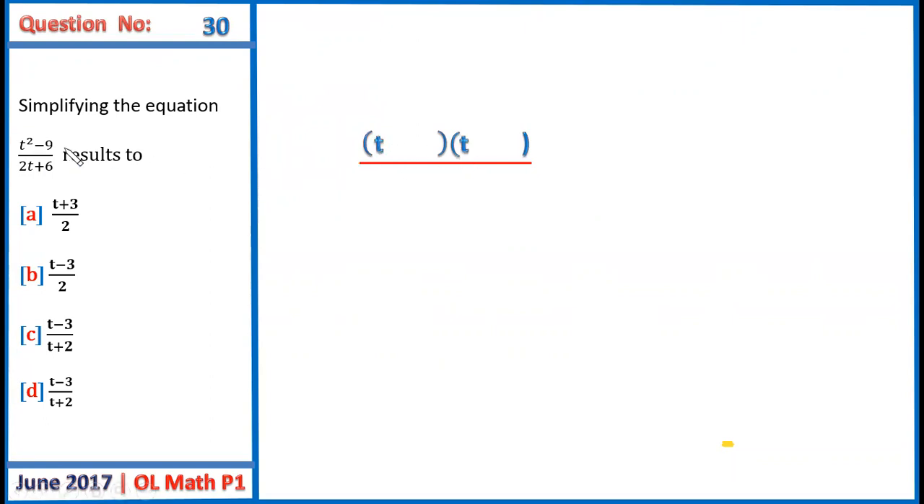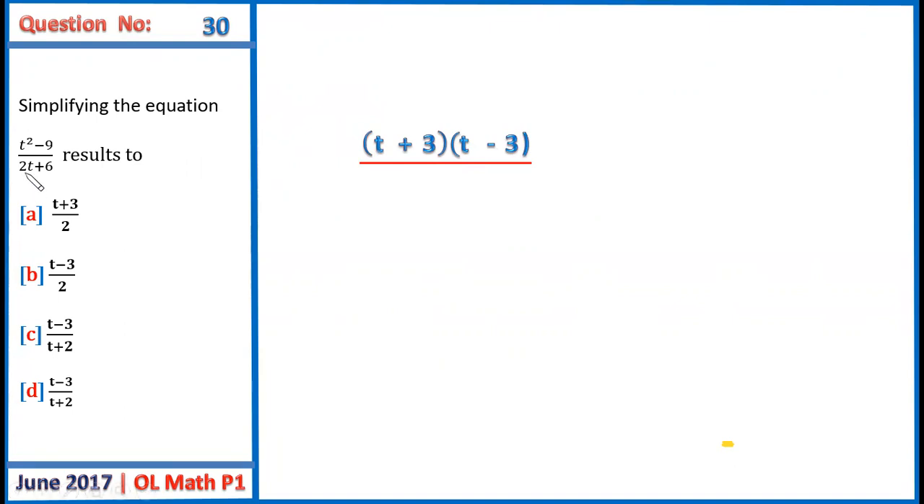Can you see? And what's the square root of 9? Is 3. You put 3 at this position and 3 at that position. Look at what I've done. Square root of t squared is t, and square root of 9 is 3. Now, in one of these brackets you put plus, the other one you put minus. That's how we factorize the difference of 2 squares. More of this is explained in part 7 of these preparations.